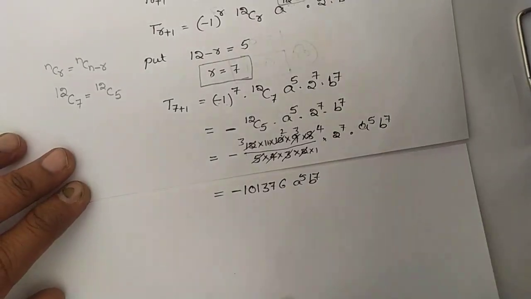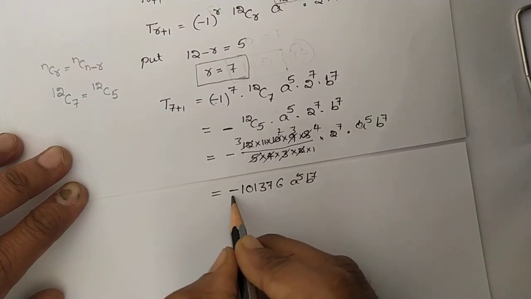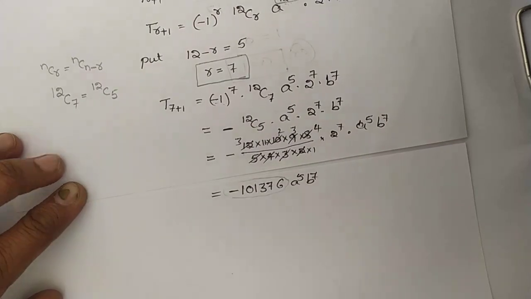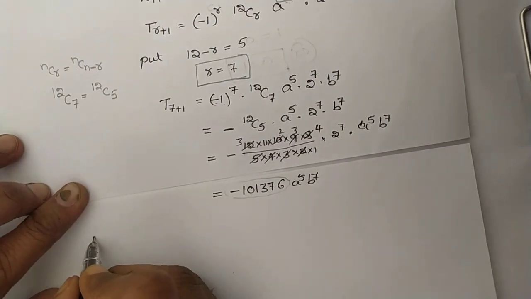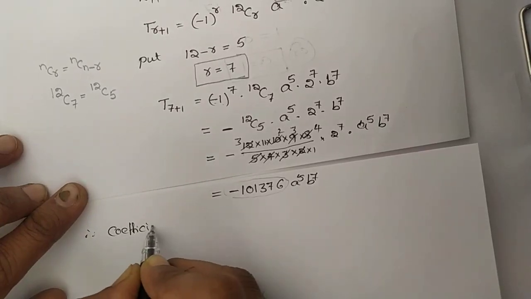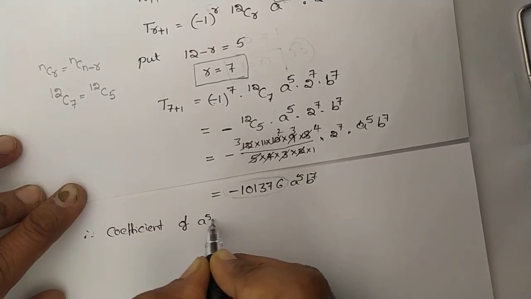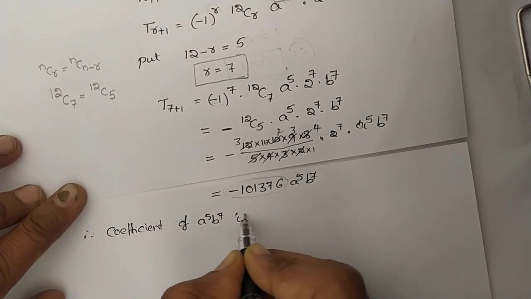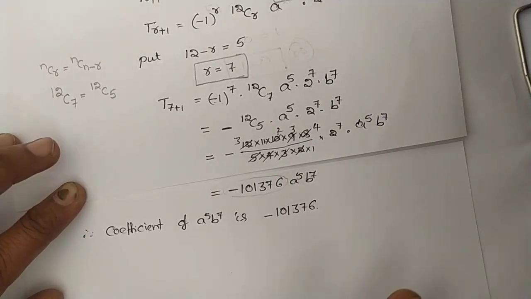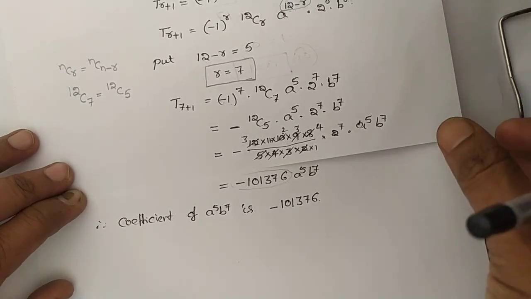Okay. Therefore, what is the coefficient of a power 5 and b power 7? Minus 101376 is the coefficient. Therefore, write the conclusion. Therefore, the coefficient of a power 5 b power 7 is minus 101376. Hence, it is the coefficient of a power 5 b power 7.